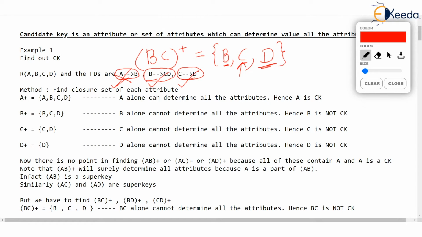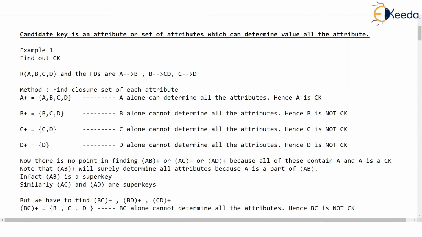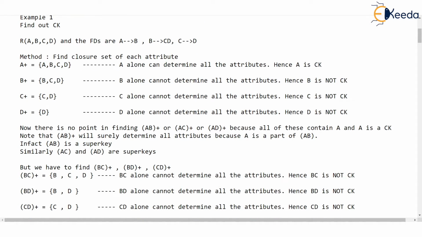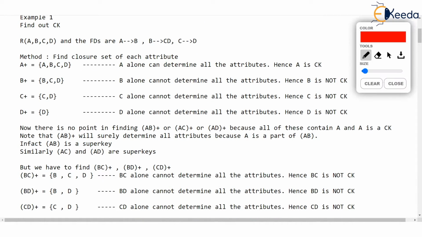That means BC alone cannot determine all the attributes. Hence, BC is not the candidate key. So still we have only one candidate key, that is A. Okay, let's find out BD plus. I mean, is BD a candidate key? Now BD will contain BD obviously. And because B is there, it will bring in CD, isn't it?